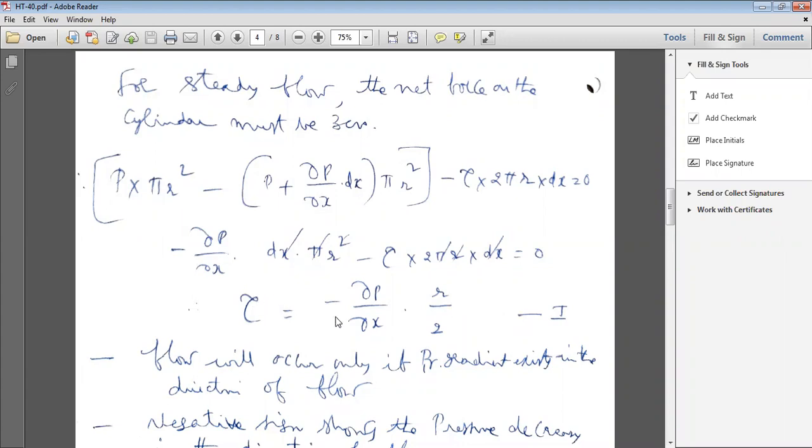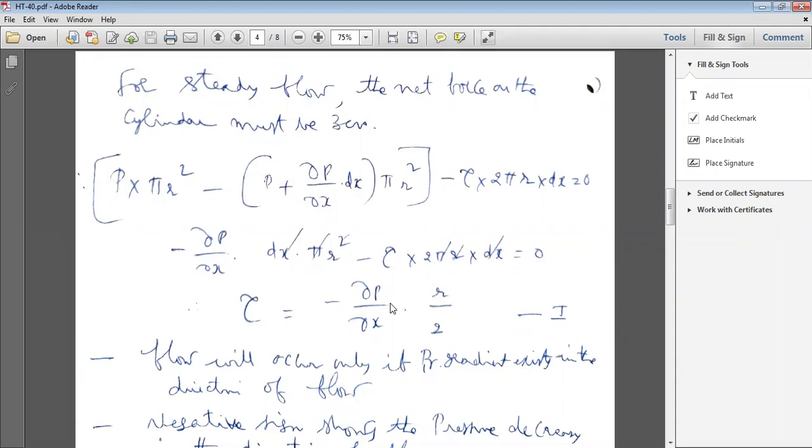Shear stress varies with the pressure gradient, dou P by dou x, and also with the radius of the pipe. So if the radius increases, shear stress increases. That's why at the center, if r is equal to 0, the shear stress is 0. And at what point will the shear stress be maximum? When small r is equal to capital R, that is, when the radius is equal to the radius of the pipe.